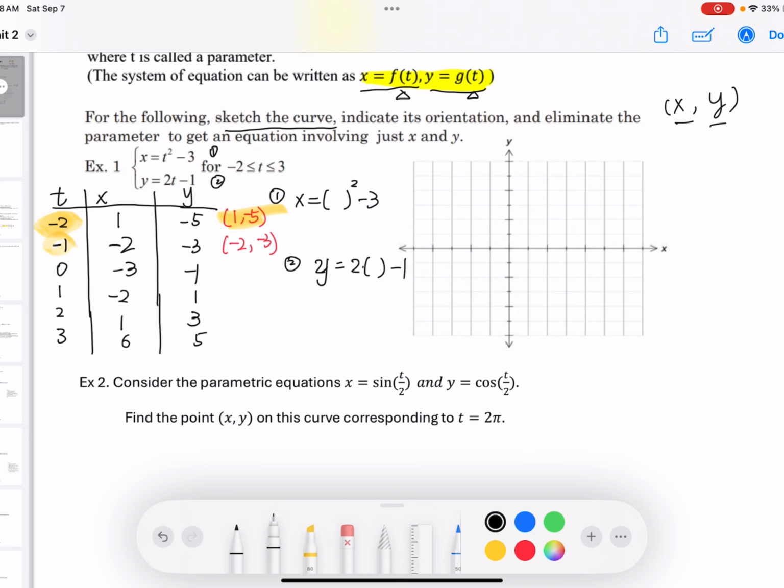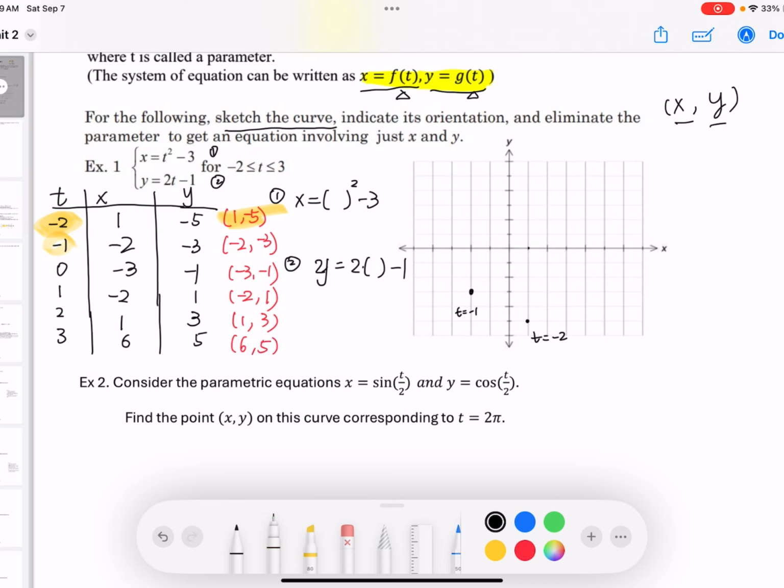Where is the first point? (1, -5): 1, 1, 2, 3, 4, 5. Here, (1, -5). This is t equals -2. How about the second point? (-2, -3). This is t equals -1. The next points are (-3, -1), (-2, 1), (1, 3), and (6, 5).